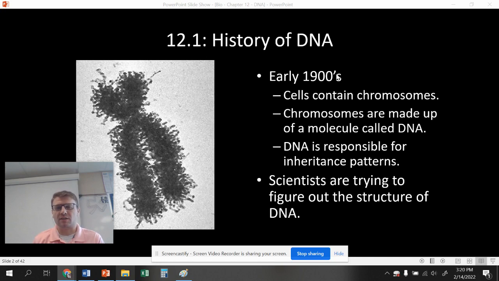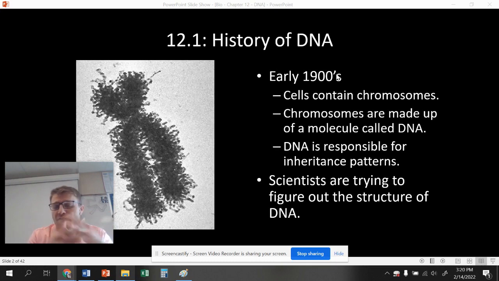And up until the early 1900s, we knew that cells contained chromosomes, but we really didn't know what chromosomes were made out of. And we figured out that they were made of DNA, but we really didn't know what DNA was. We knew some of its components, but we just didn't know a lot about the structure of DNA. We also understood that the DNA is responsible for how traits and inheritance patterns are passed from parent to offspring. We just didn't know how they were passed.